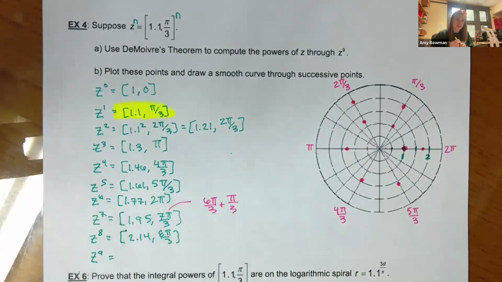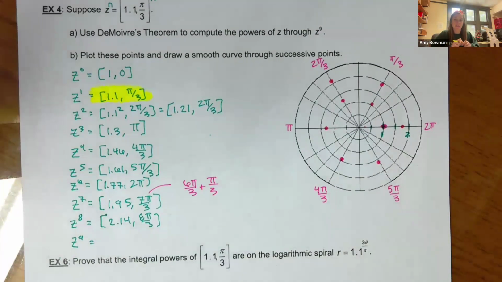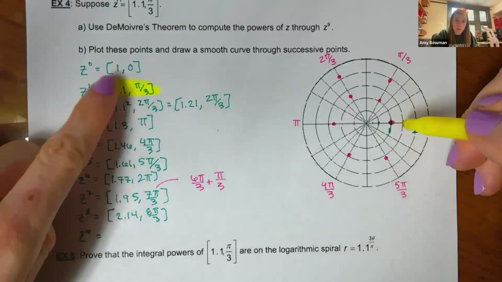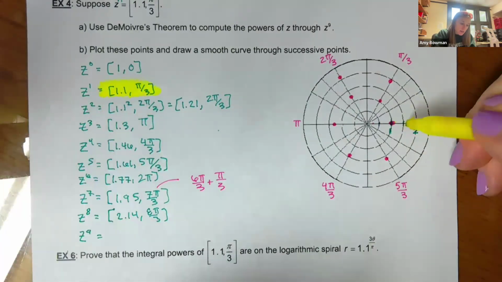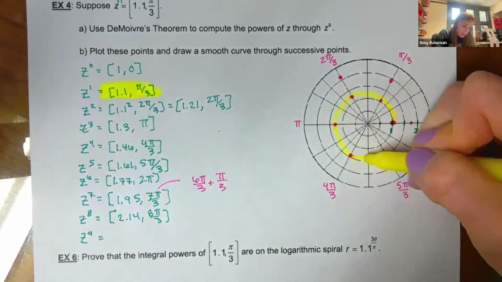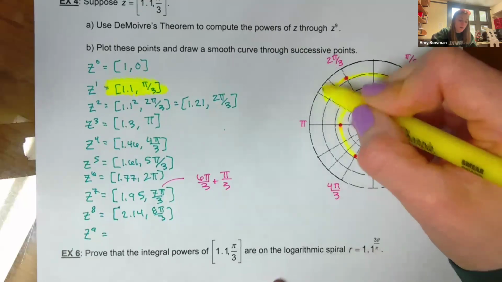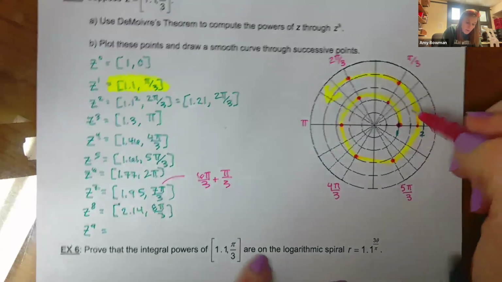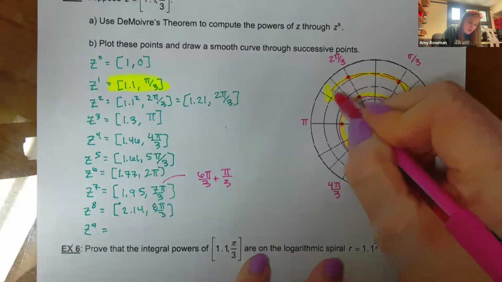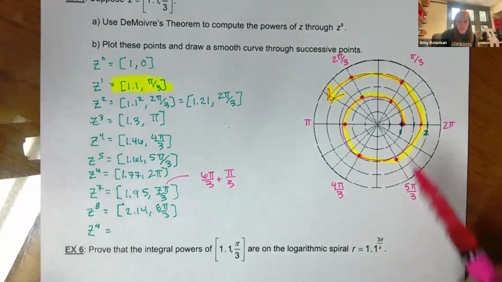So if we look at these points, if they're just graphed like this, at first glance, it doesn't seem like anything special. But what's awesome is if we go back to our first plotted point, which was z to the 0th, and then connect these points along the way in the order of their powers, we see that we have formed a spiral. So this spiral was formed by taking powers of z, our complex number, and it formed a logarithmic spiral.